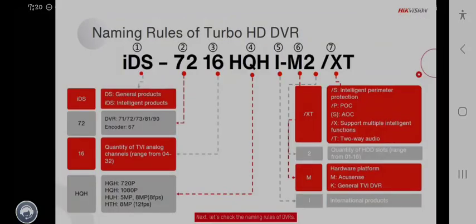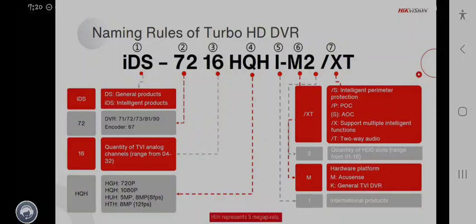Next, let's check the naming rules of DVRs. DS means general products. If you meet IDS, it means intelligent products. Then 72 means DVR. We have 71, 72, 73, 81, 90. 16 represents quantity of TVI analog channels. HQH or HGH means resolution. HGH represents 720p. HQH represents 1080p.